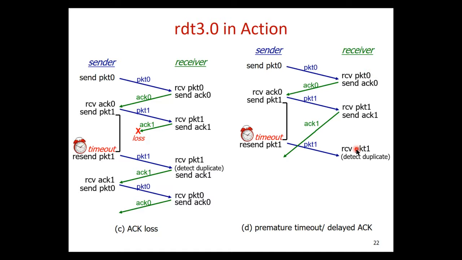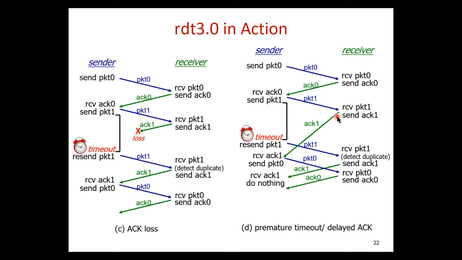So the receiver, this is again a case of duplicate, so it can detect the duplicate. But now, because the ACK of 1 is eventually received at the sender, it will transition to the other state in the FSM. And now it can send packet 0. Because the receiver received packet 1, the logic of the receiver is that it should send ACK of 1. So it sends the ACK of 1.